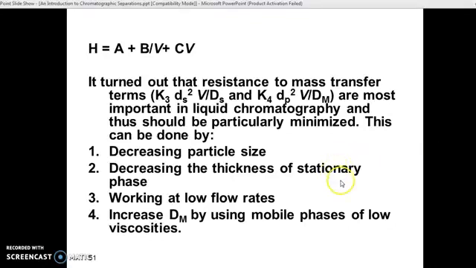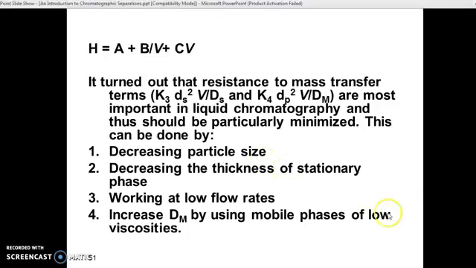First, the longitudinal diffusion term. Then the second is the multiple path effect. Then the thickness of the stationary phase, as well as the width of the peak. So these factors are very close together. Including this, if we consider the mass transfer term, it is also affected by decreasing the particle size, or decreasing the thickness of the stationary phase, then the flow rate. These are all parameters very correlated to the band broadening.